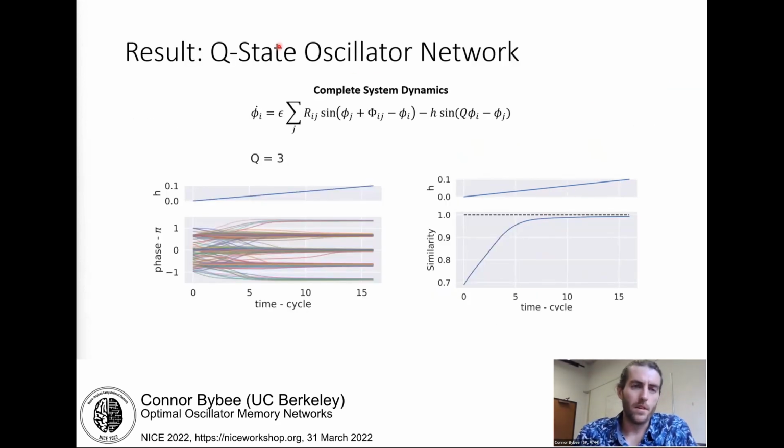So back to our main result, we have Q-state oscillator networks, and the complete dynamics can be described by this phase equation consisting of a Kuramoto-type phase coupling and a harmonic injection-type phase coupling. And so for Q equals 3, again, we can see that we started with a corrupted pattern. All the neurons in this network will quickly converge to one of the 3 possible phase states, and the similarity will move back up to the stored pattern, indicating that the fixed points of this dynamical system are the stored patterns.